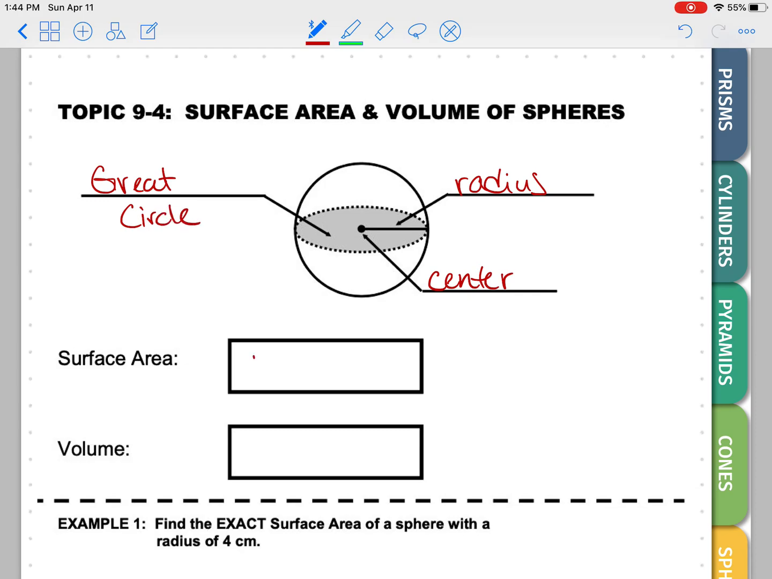Your formula for surface area. Notice we don't have lateral this time. We just have surface area or volume because we don't have a base to worry about. So the surface area formula is 4 pi radius squared. So we'd square our radius, times it by 4, and then stick pi at the end. For volume, we're going to do 4/3 times pi times radius cubed. So pay attention to that.